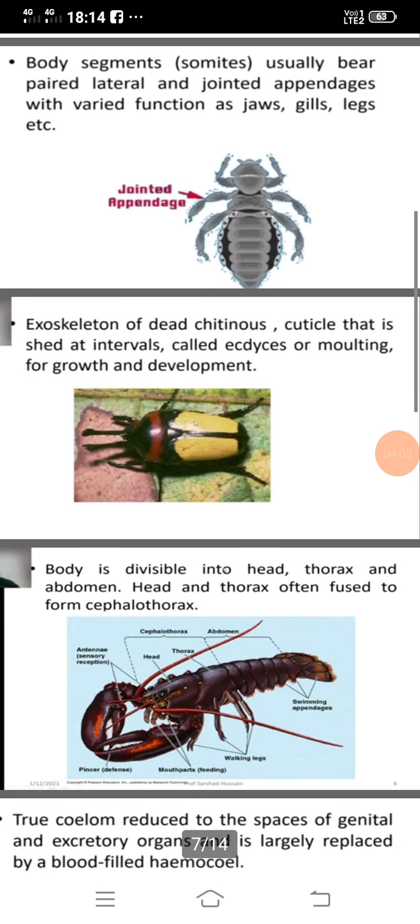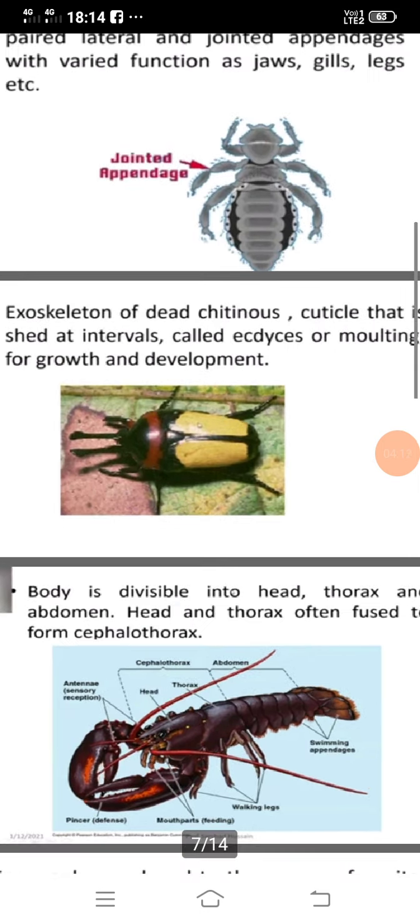Then next is their body is covered by the chitinous cuticle. So you can see in this diagram, this is exoskeleton. This is shed at intervals, and the shedding of the skin or the outermost covering is called ecdysis or molting.